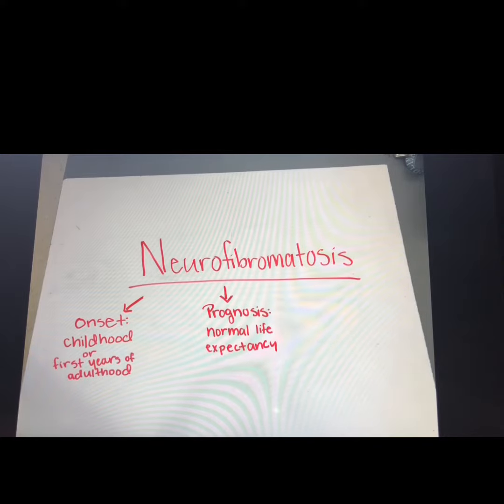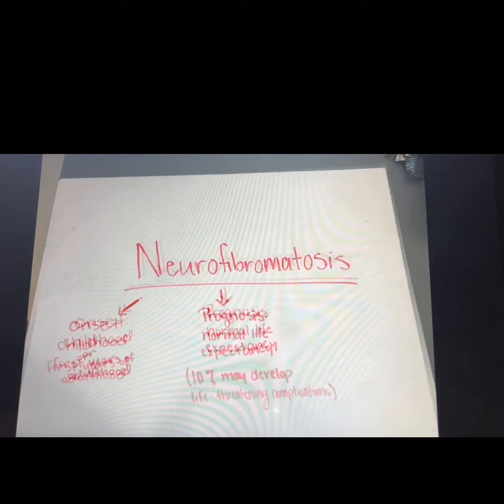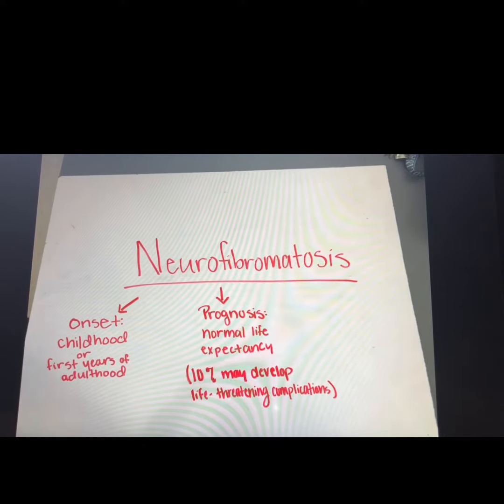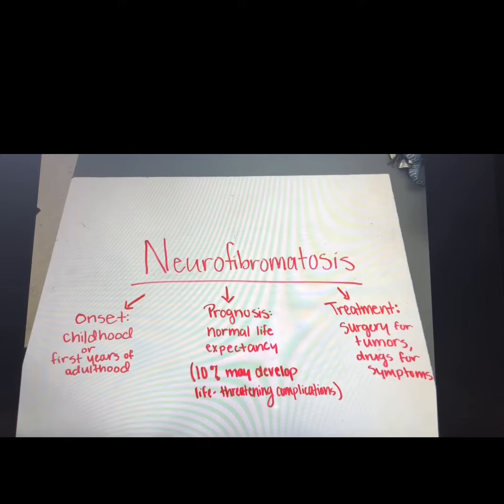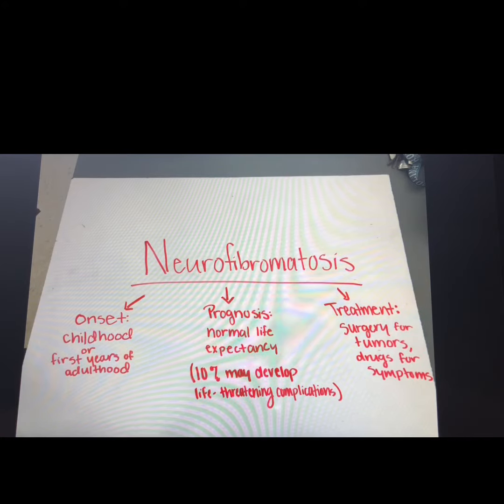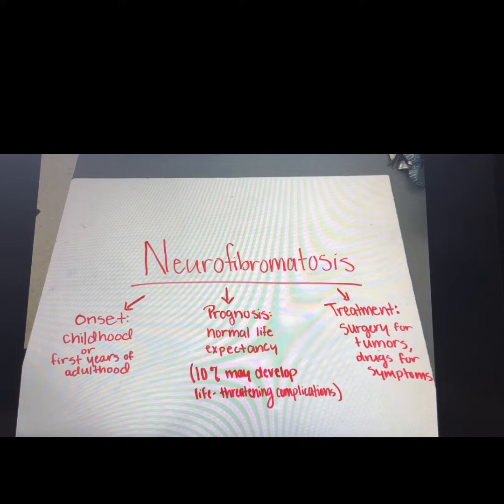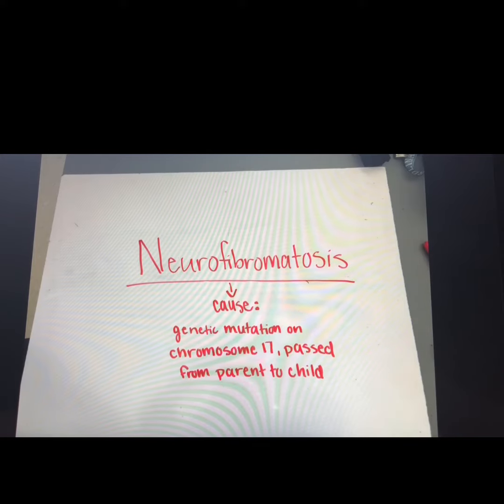The prognosis is a normal life expectancy except for the 10% who may develop life-threatening complications such as cancer. The treatment includes surgery for the tumors and drugs to manage the symptoms. The cause of neurofibromatosis is a genetic mutation on chromosome 17 passed from parent to child.